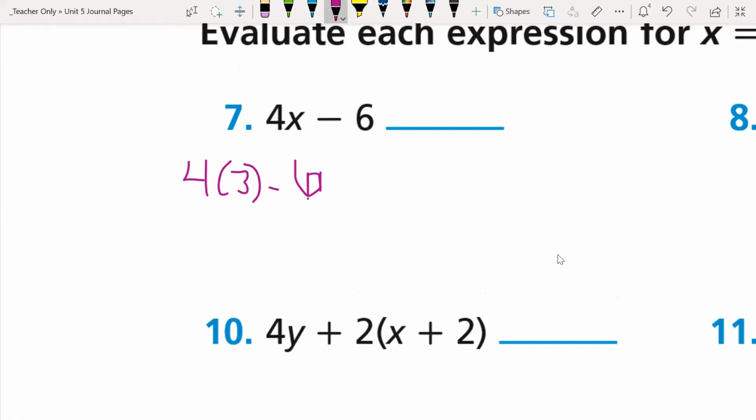So now I can just work left to right. Do I have any parentheses? Yes, but there's nothing I can do inside of that parenthesis. So now I need to move to multiplication and division. When numbers are next to each other like this, that means multiplication. So 4 times 3 is 12, minus 6 is 6. So 6 is my answer.